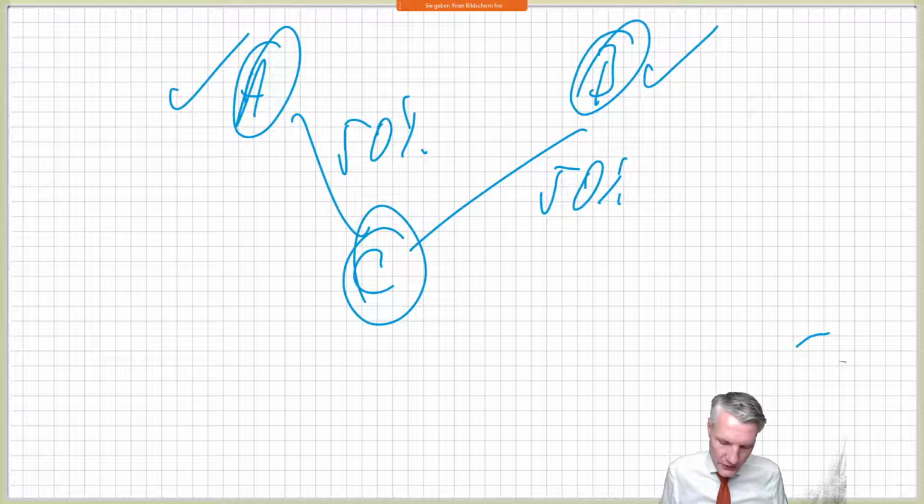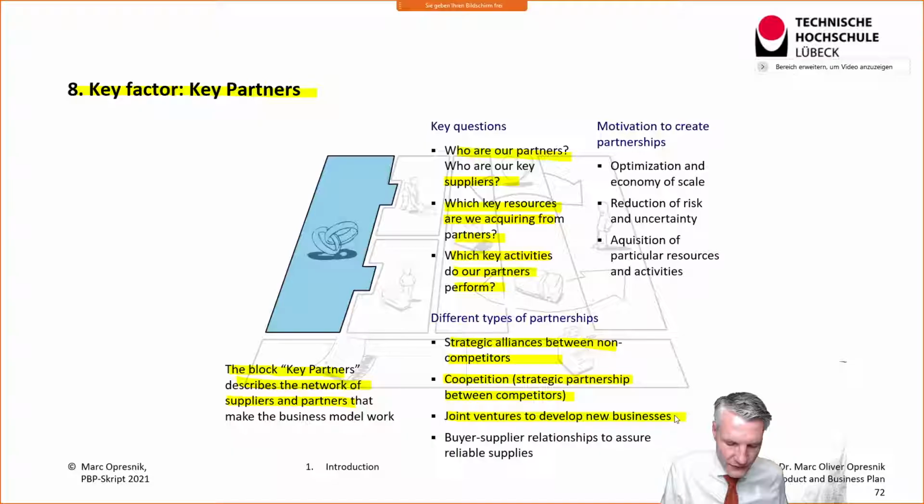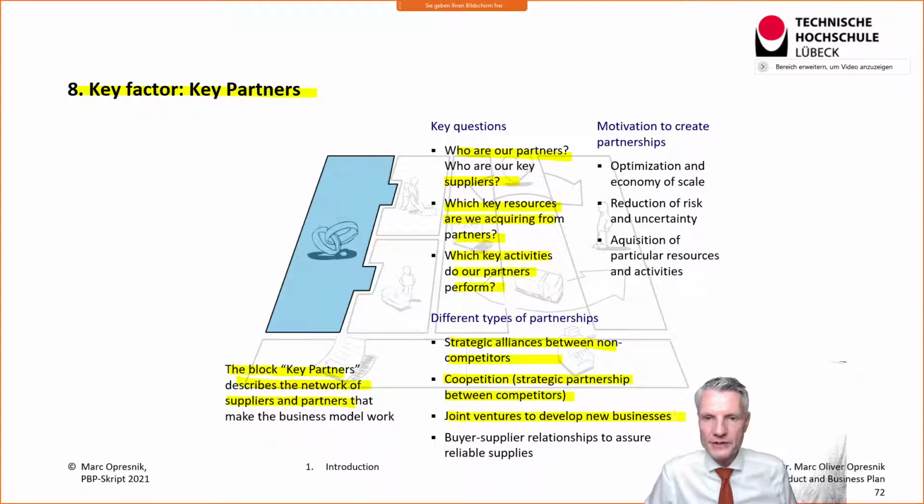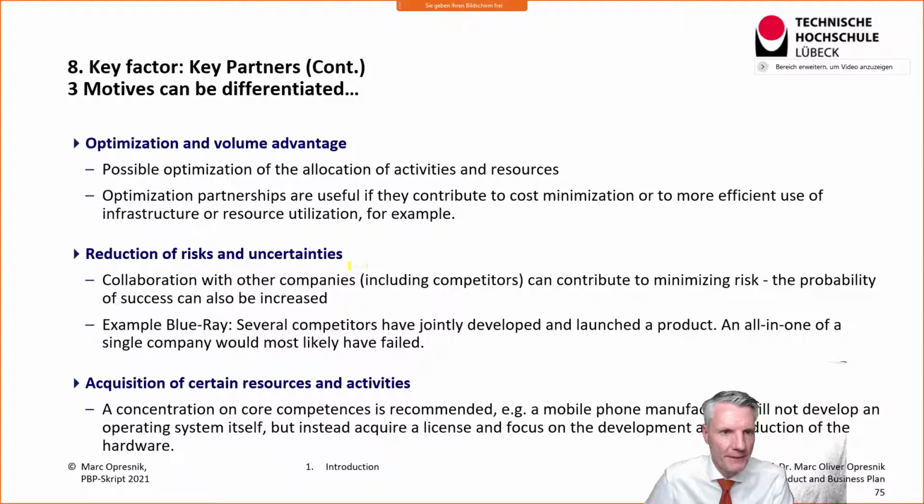So, for example, you can set up a joint venture, not only a strategic alliance, but really a joint venture, a separate company to develop, for example, alternative fuels, for example, biofuels. There can be a joint venture between the big oil companies, for example. It can also be a buyer-supplier relationship to assure reliable supplies of products. I just mentioned that.